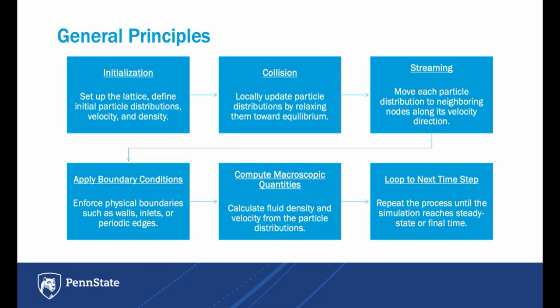Finally, we reach the loop to the next time step phase. After updating the entire grid, we repeat the cycle for the next time step. This loop continues until the simulation reaches the desired final time or a steady state. Through this cycle of collision, streaming, boundary handling, and macroscopic calculations, LBM simulates fluid flow using simple rules that are fast to compute and still produce realistic behavior.